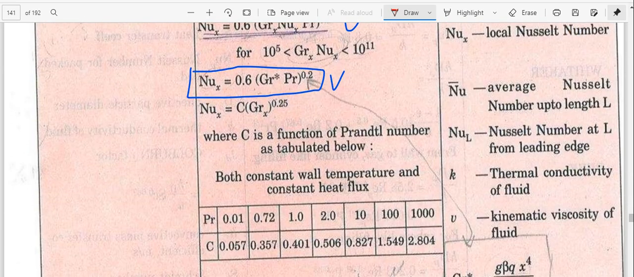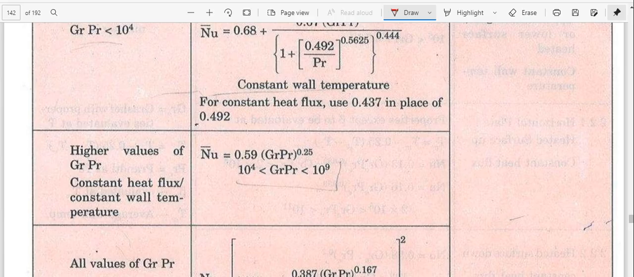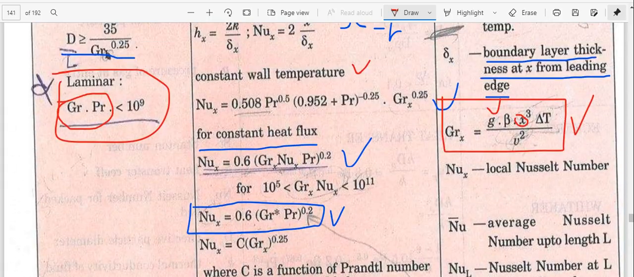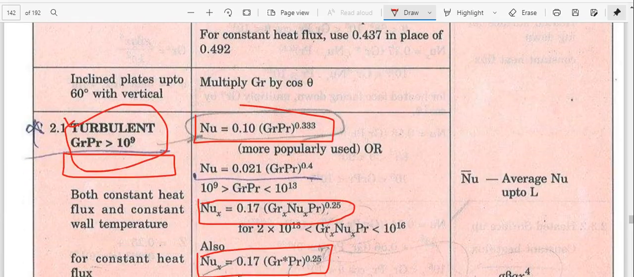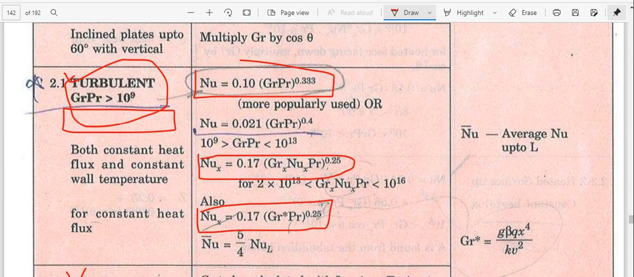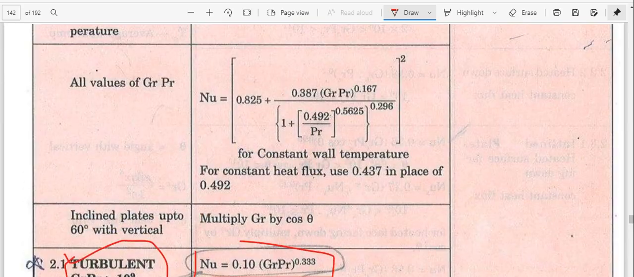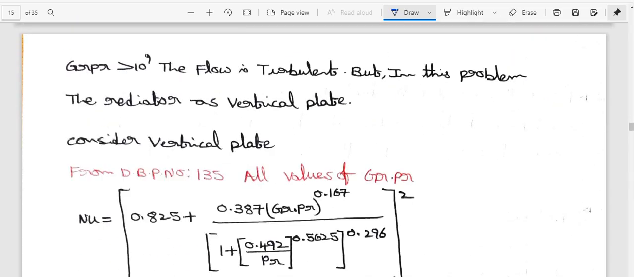Here, laminar flow, average Nusselt number, and for lower values of GrPr, 10 power 5. And here higher values of GrPr. On this page, the laminar flow is less than 10 power 9, and the turbulent flow is for GrPr values like this. This applies to both constant heat flux and constant wall temperature, so we need to consider this formula. What is the formula? GrPr value is greater than 10 power 9.